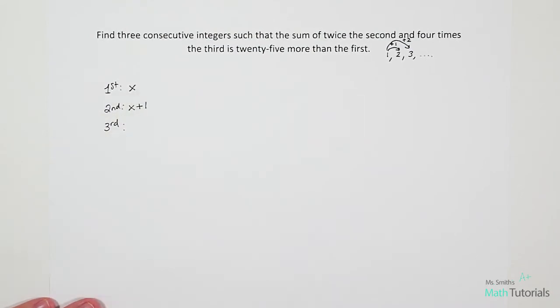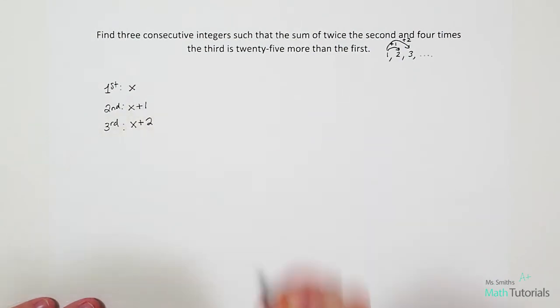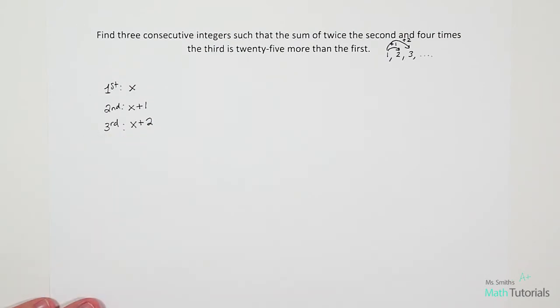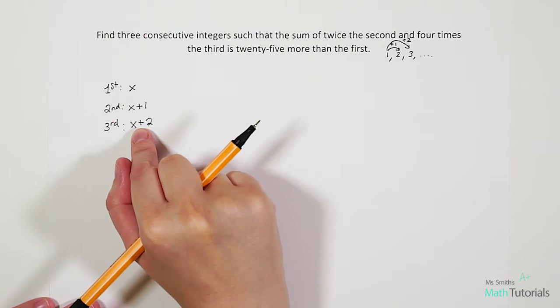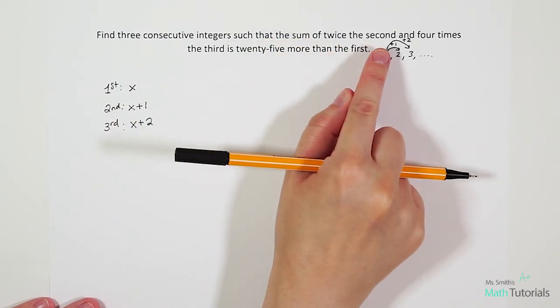We just want the next number. And then the third number would just be x plus 2. Now that we have our numbers laid out, let's unpack our such that statements. So we've got 3 consecutive integers such that the sum of twice the second.